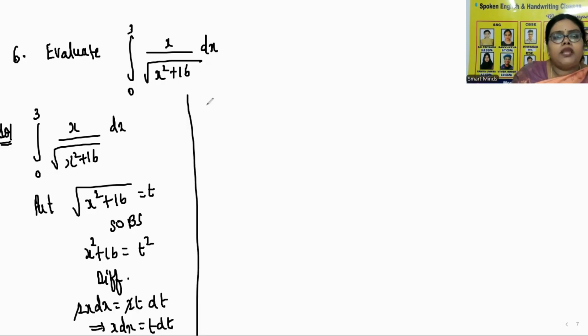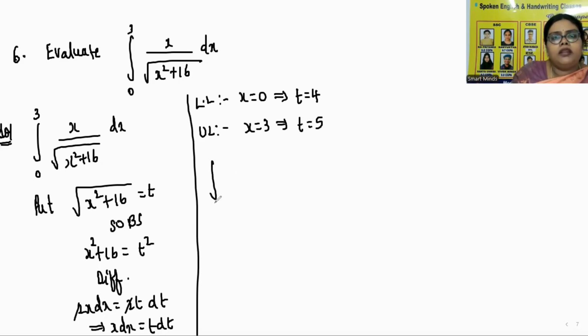Now whenever we are doing any substitution, its lower limit and upper limit will change. So what happens to the lower limit? If x is 0, then what will be t? If x is 0, then t will be root over 0 plus 16 is root 16. Root 16 is 4. So t is 4. And how about the upper limit? If x is equal to 3, then 3 square is 9. 9 plus 16 is 25. And root 25 will become 5. So t will become 5.